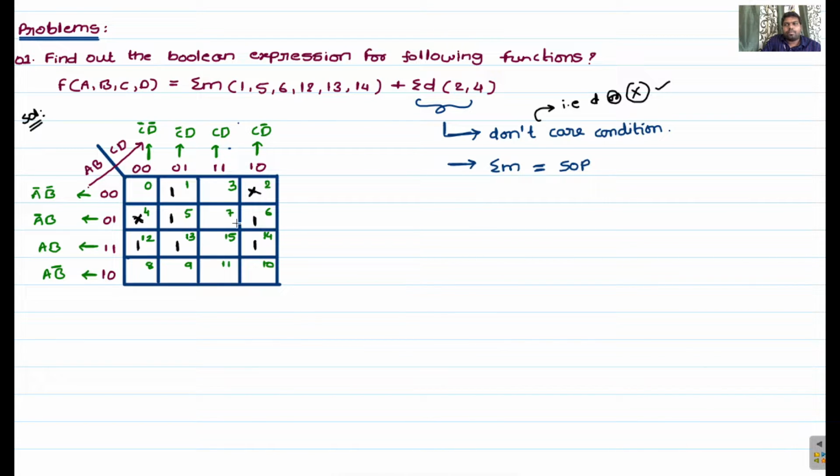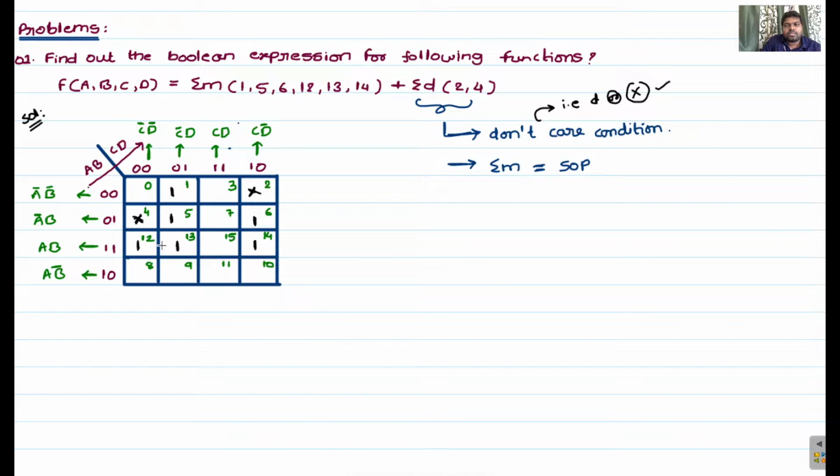Now you can form the groups: either pairs or quads or groups of 8 adjacent cells or groups of 16 adjacent cells, so that we can get the minimized Boolean expression from this K-map. Here we have 1, here we have 1, here also 1. If I assume this don't care equals 1, we will get one quad. If I get a quad, that quad will consist of 2 literals.